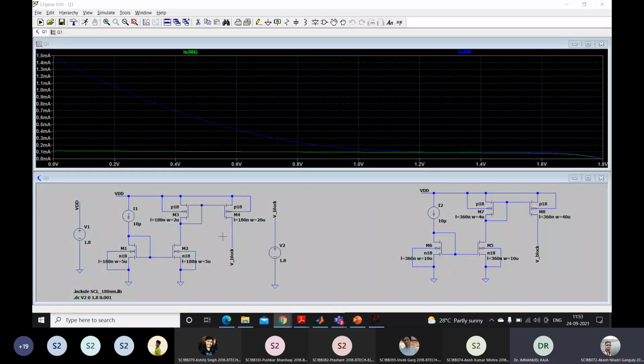So you have 10 micro going in. You scaled the widths also, right? Yes, sir, I scaled the widths. This is the first circuit with 180 nanometer channel length, and here I did it for 360 nanometer. The blue one is for 360 nanometer. It's just increasing beyond some values. Okay, P18, N18, 10 micro.